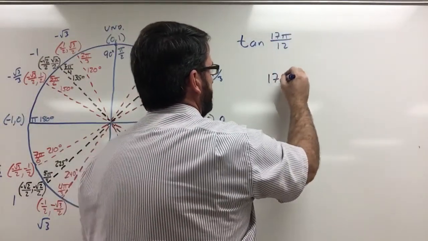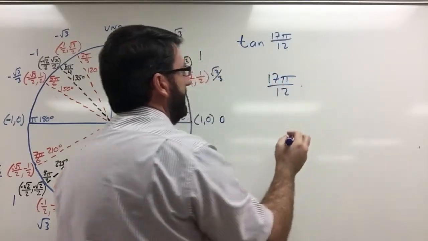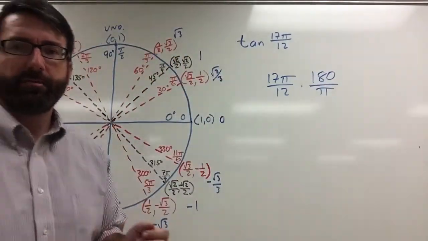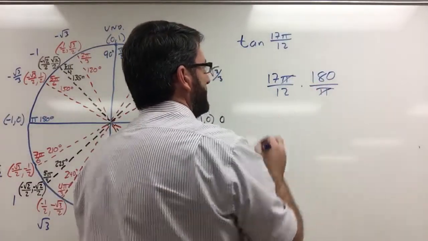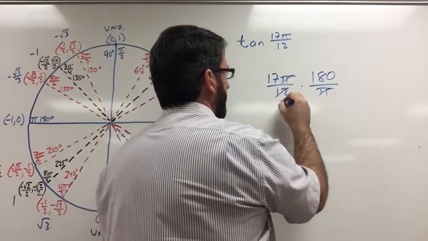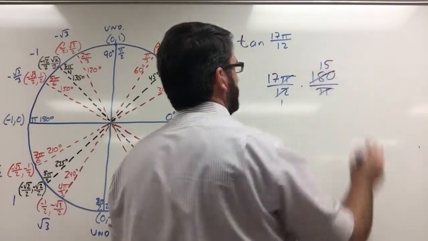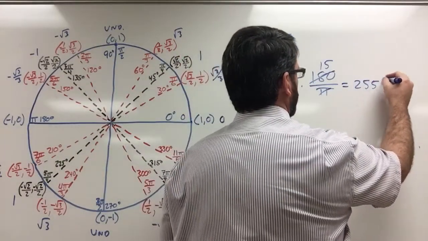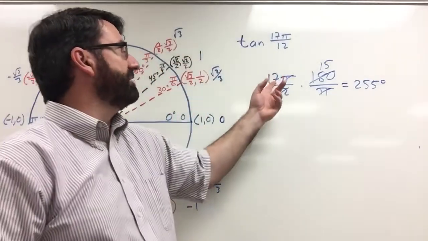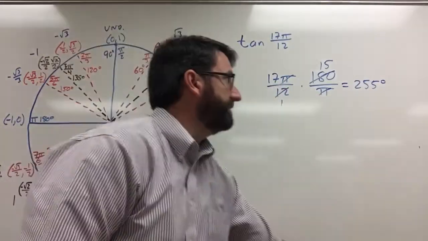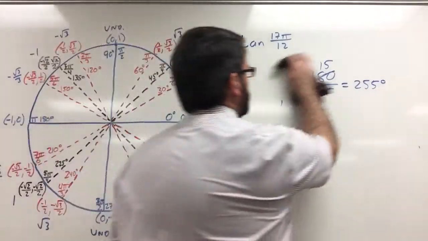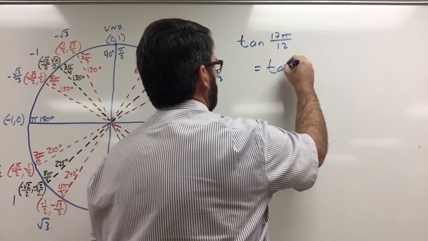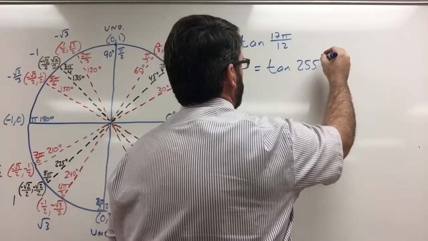So 17 pi over 12 radians times 180 divided by pi, that's going to give us our angle measure in degrees. These pi's will divide to 1, and 12 goes into 180 15 times. 17 times 15 is 255. So 17 pi over 12 radians is equal to 255 degrees. So let's rewrite this as the tangent of 255 degrees.